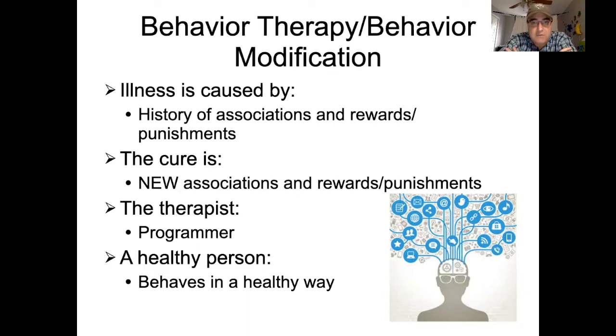But here's the outlook of the behavior therapist, the behavior modifier, when it comes to mental illness. Mental illness, or at least the kind that a behavior therapist is willing to engage with, is caused by a history of associations in the past or a history of rewards and punishments in the past, depending on whether you're talking about operant or classical conditioning. To the behavior therapist, the cure, or the way that they can help people to function better, is to form new associations or to set up a new set of contingencies between one's behavior and the rewards and punishments that they experience.